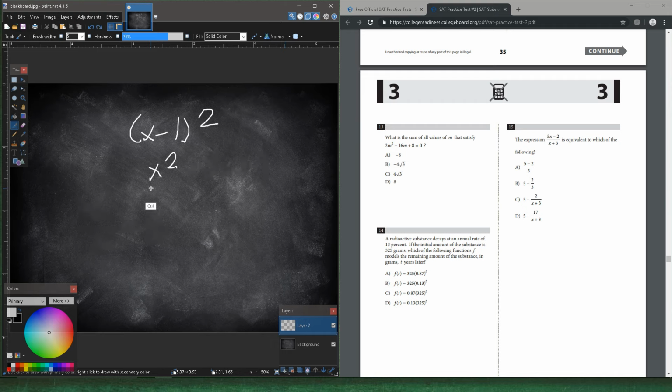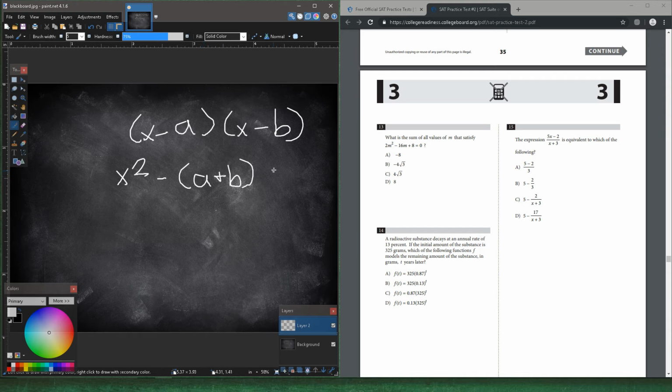Let's just say you have two roots, a and b. So that's x minus a and x minus b. What this distributes out to is x squared minus (a plus b) in x, plus ab. So the sum of all values is right here. It's negative (a plus b). It's the same thing here. If you multiply this by 2, then this is also multiplied by 2, and this is also multiplied by 2. So you have to divide by 2, so that's 8. So a plus b is equal to 8, and a plus b is the sum of all terms.